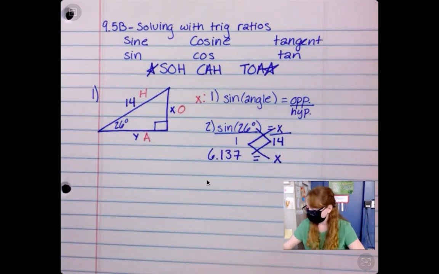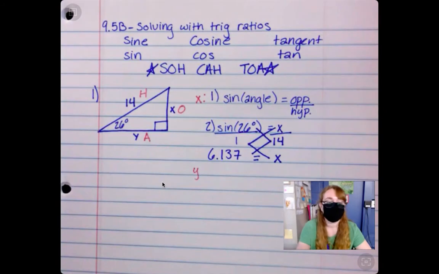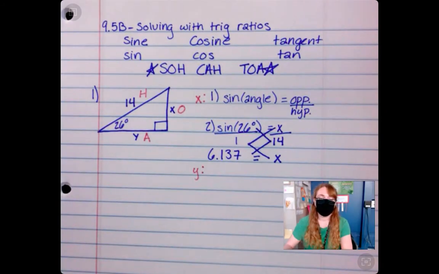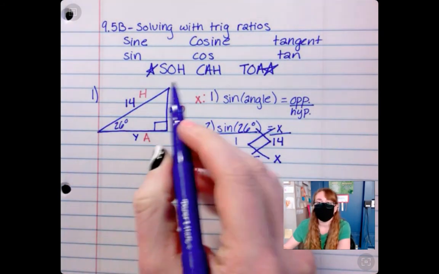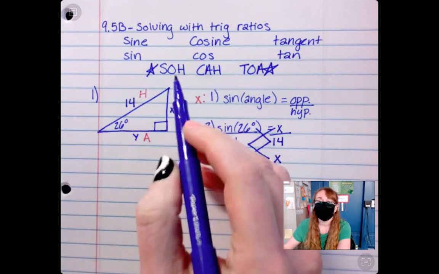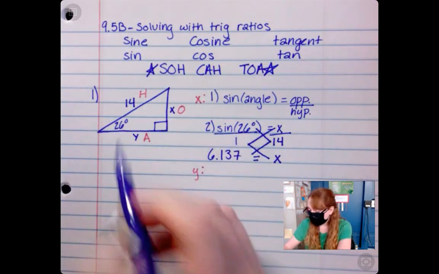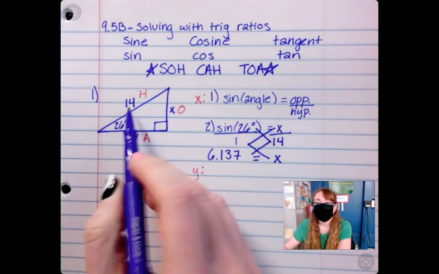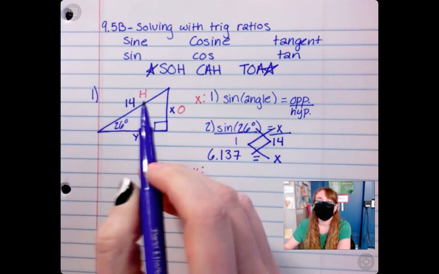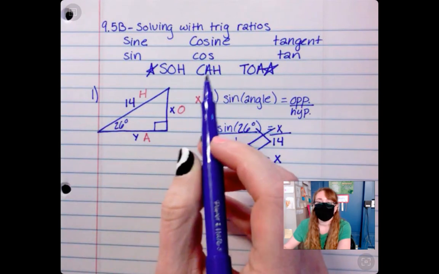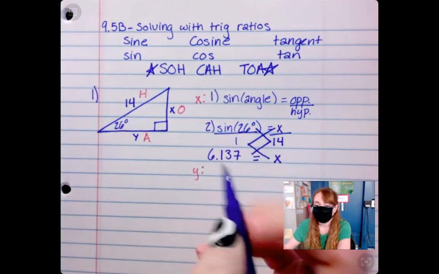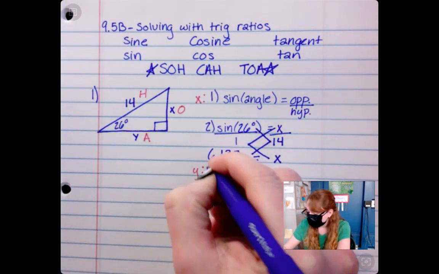Now I would like to solve for y. So y is our adjacent side. So we need to find a trig ratio that has an A in it, meaning we cannot use sine again. Okay, and again, we look at the side that has been given to us, our hypotenuse. So we want a function with A and H in it, which is going to be this CAH piece, our cosine.